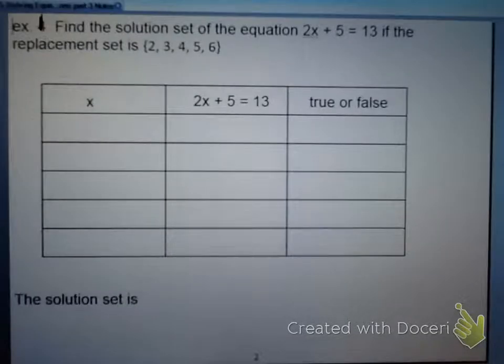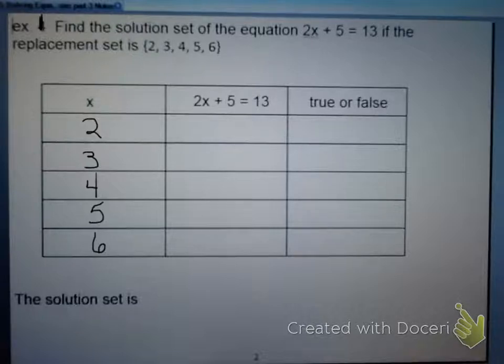Example 1. Find the solution set of the equation 2x plus 5 is equal to 13 if the replacement set is 2, 3, 4, 5, 6. What that means is that that's what we're going to plug in for x. So for x, we're going to plug in first 2, then 3, then 4, then 5, and then 6.